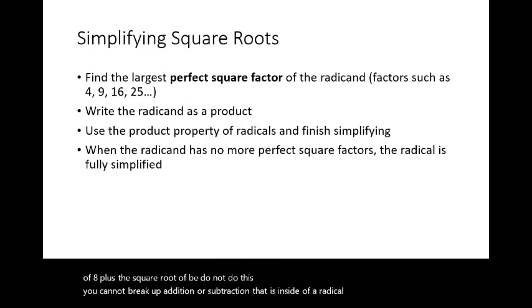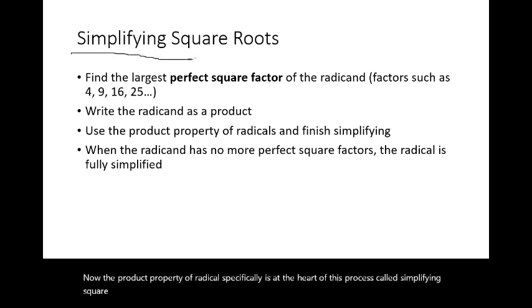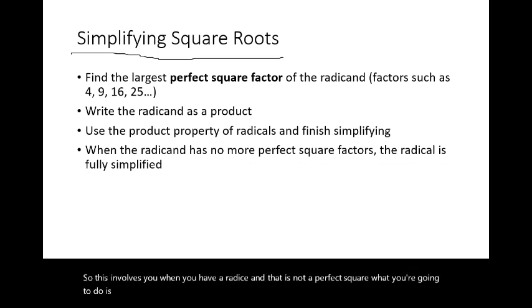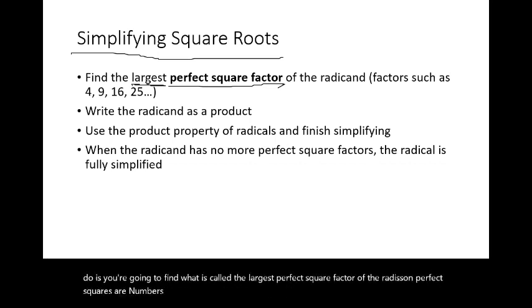Now, the product property of radicals specifically is at the heart of this process called simplifying square roots, which is what most of your homework is going to be about. So this involves when you have a radicand that is not a perfect square. What you're going to do is find what is called the largest perfect square factor of the radicand. Perfect squares are numbers like 4, 9, 16, 25, 36, etc. And you're going to find the largest of those perfect squares that goes into your radicand.